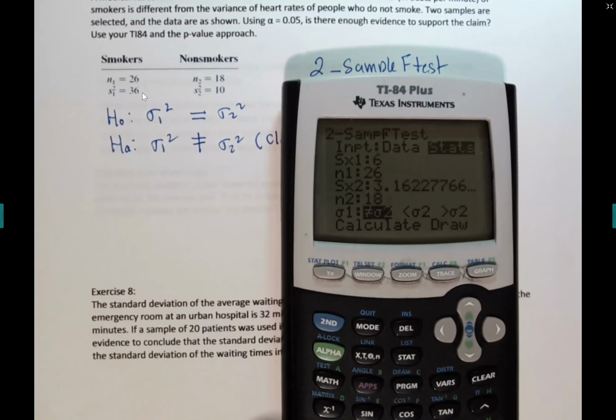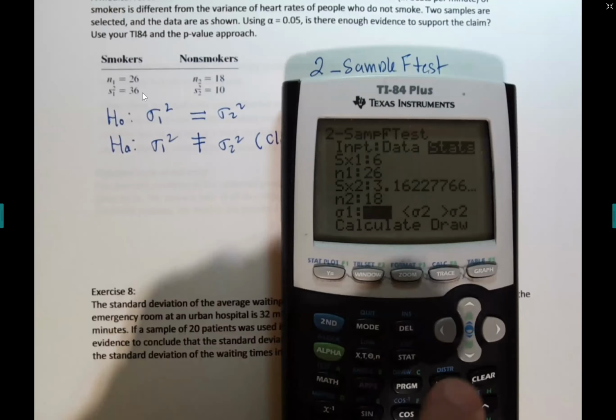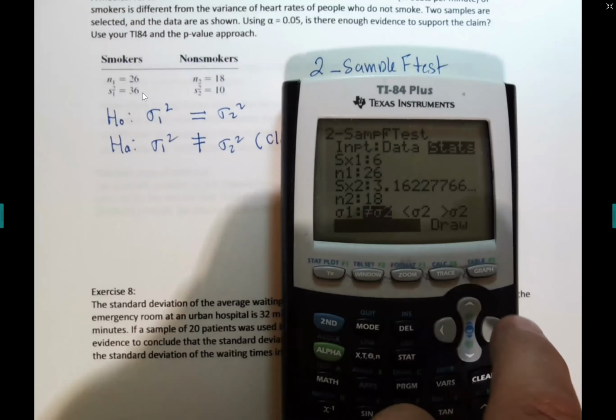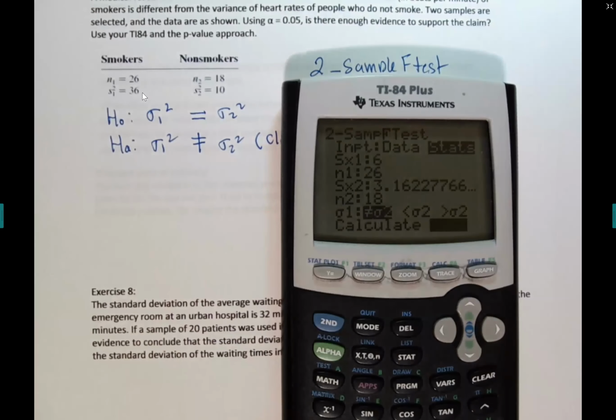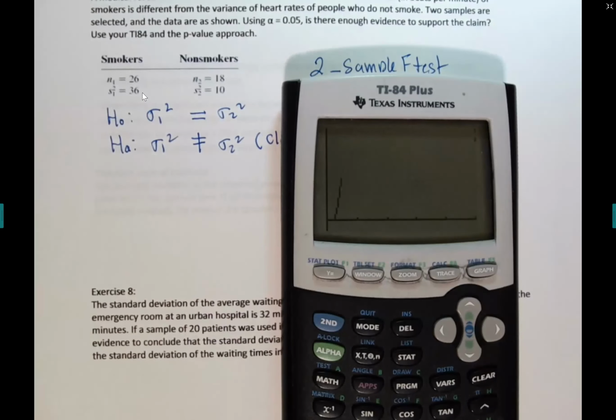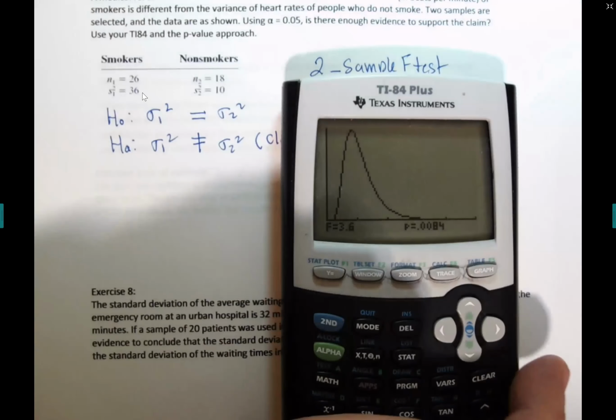And then sigma 1 different from sigma 2. And if you'd like to do a draw, I can do a draw for you. Nice and clean. It's skewed to the right. That's the F distribution. I don't see much of a p-value. So F is 3.6 and the p-value is 0.0084.